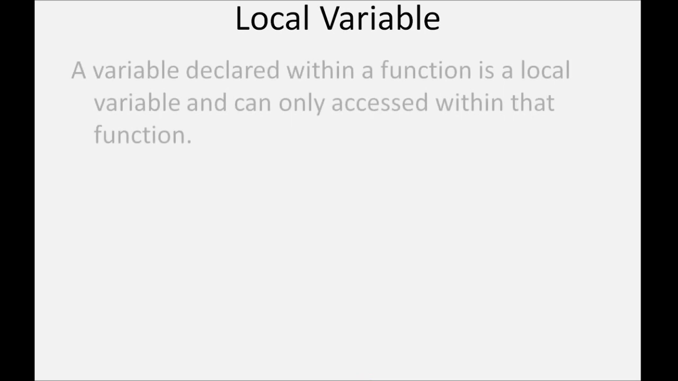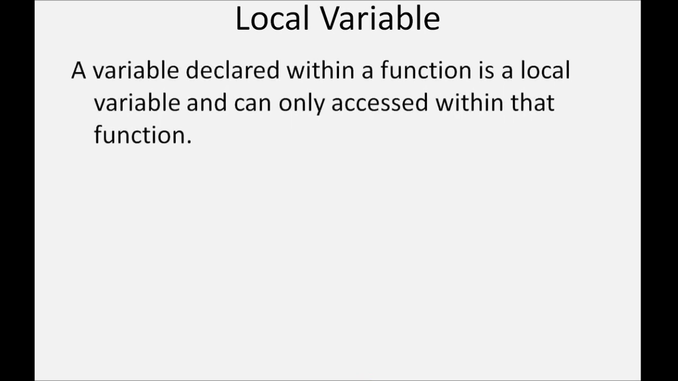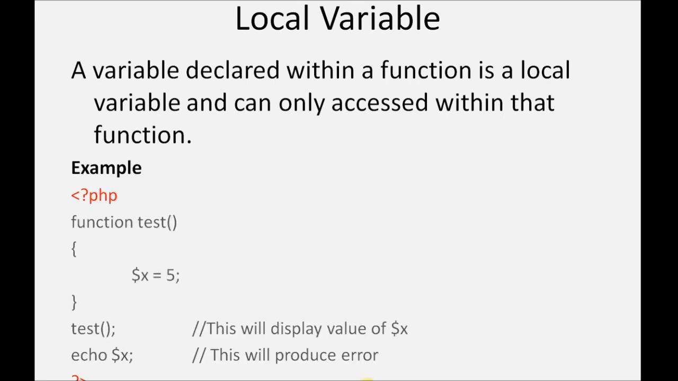First is local variables. A variable declared within a function is a local variable and can only be accessed within that function. In this example, the value of $x is a local variable and can be used within this function. If we use the value of $x outside this function, then it generates an error.